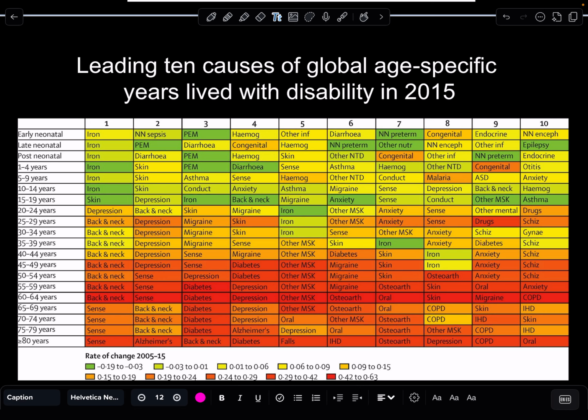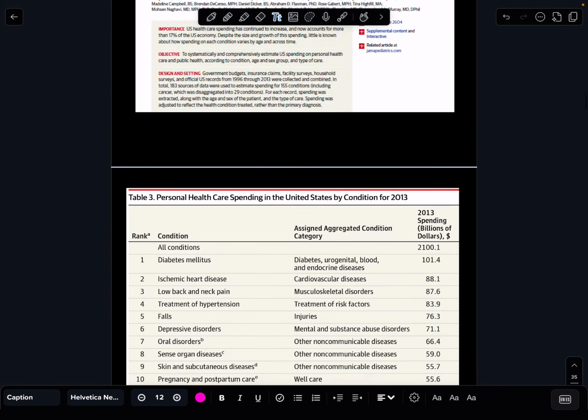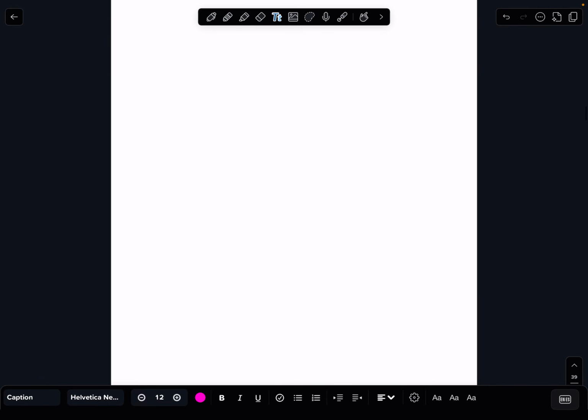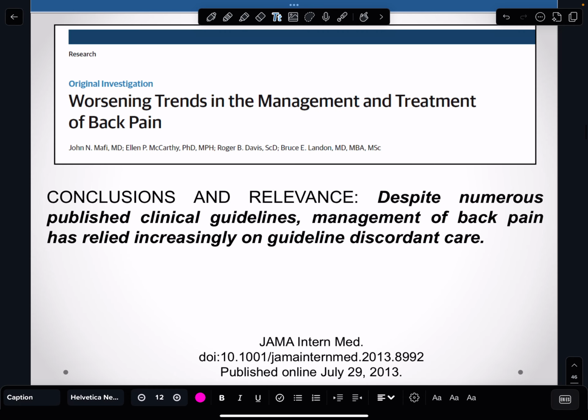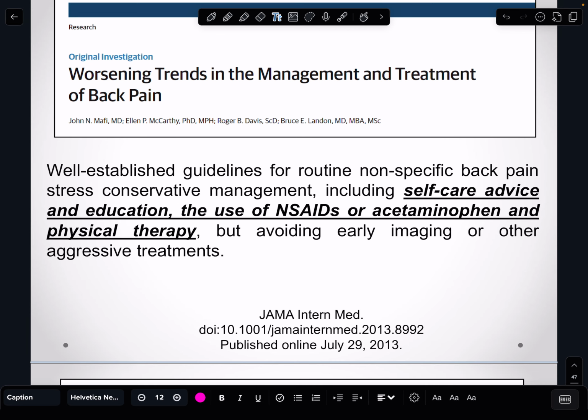And if you don't know, there are clinical practice guidelines out there. This particular study looked at these worsening trends in the management of low back pain and why. They wanted to determine whether the majority of patients are being managed according to these guidelines, or are receiving what we call guideline discordant care, where it's the opposite of what we're telling people to do. This is for acute, non-specific low back pain that's mechanical in nature, so this isn't red flag type stuff. The guidelines typically suggest self-care, education, use of non-steroidals or Tylenol, and then PT, but avoiding early imaging, avoiding opioids, and avoiding specialty referrals.